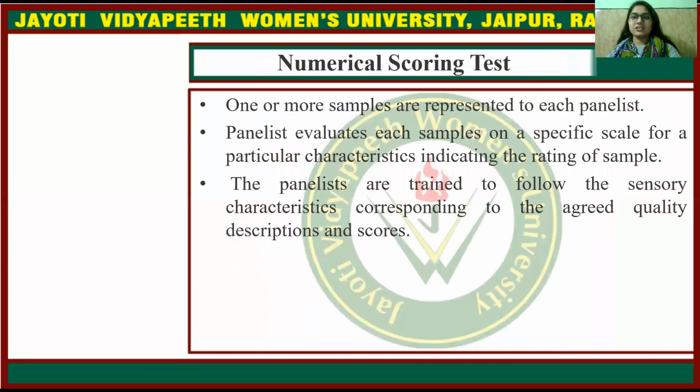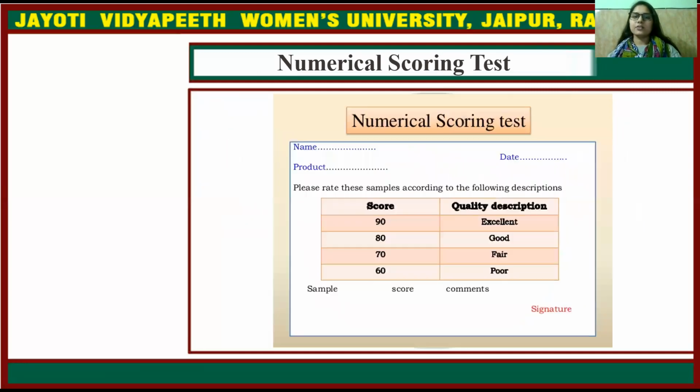Then we have the numerical scoring test. One or more samples are presented to each panelist, and the panelist evaluates each sample on a specific scale for a particular characteristic, indicating the rating of the sample. Then the panelists are trained to follow the sensory characteristic corresponding to the agreed quality descriptions and scores. So this is the numerical scoring test performer, in which you write your name, then the product sample name, and then the date on which you are performing the sensory analysis.